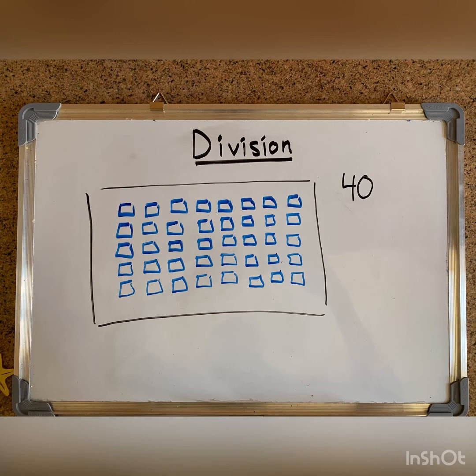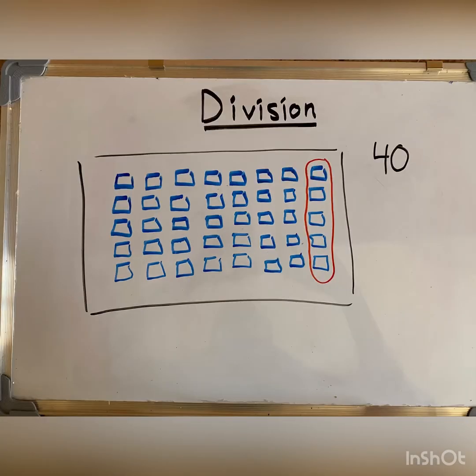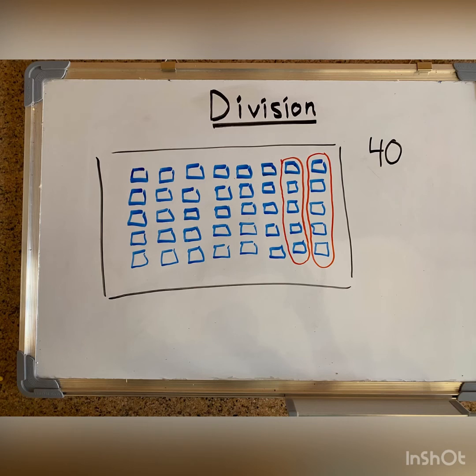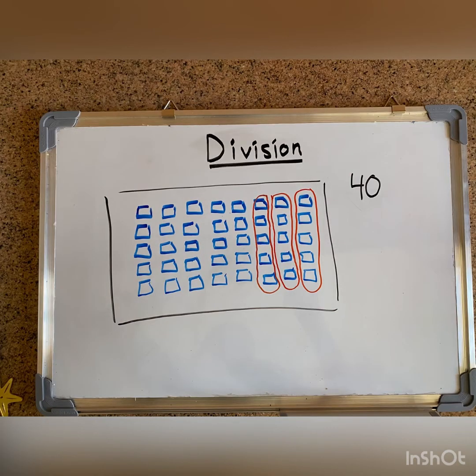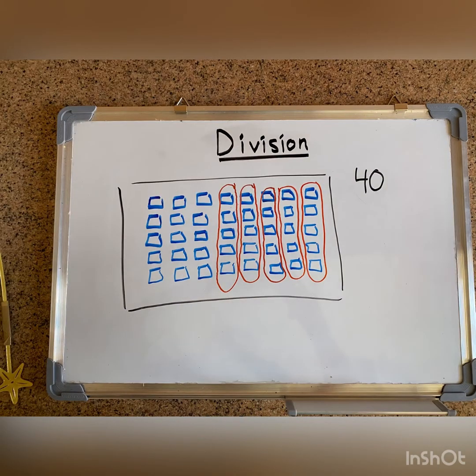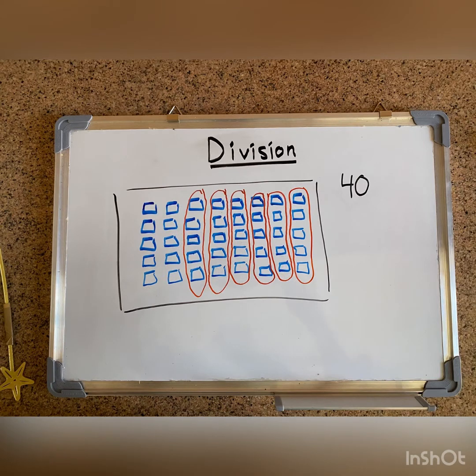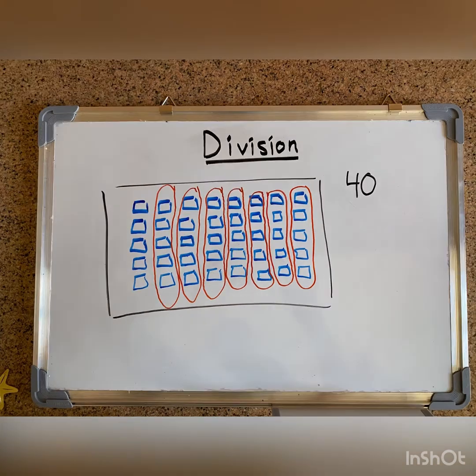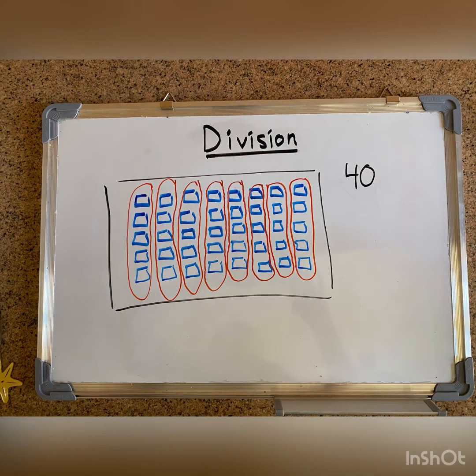Let's do it. 1, 2, 3, 4, 5 in a group. 1, 2, 3, 4, 5 in another group. Group them together. Another group, 1, 2, 3, 4, 5. And we still have left 1, 2, 3, 4, 5. Now all the blocks are grouped.